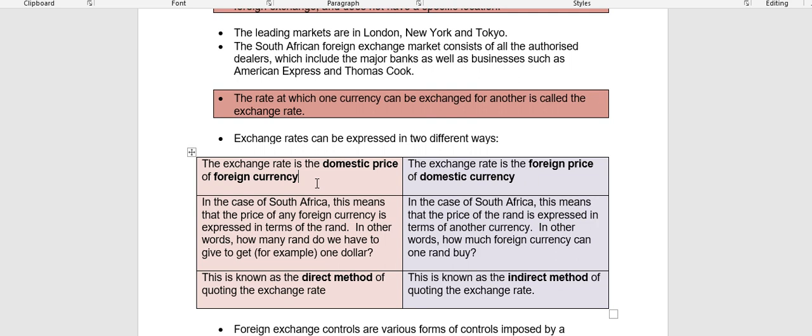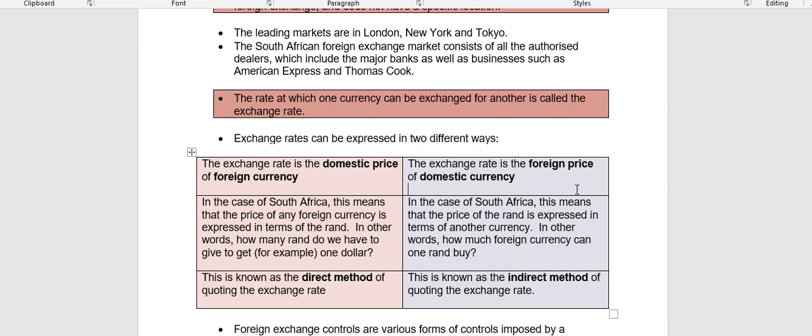If we look at the indirect method of quoting the exchange rate, we are going to ask what is the foreign price of our domestic currency. So in other words, what is the price of the rand in South Africa in terms of another currency? How many dollars do they have to give to buy 1 rand? All right, so if it's $1 equals how much rand, that is your direct method. If they ask 1 rand equals how much dollar, that is known as the indirect method of quoting the exchange rate.